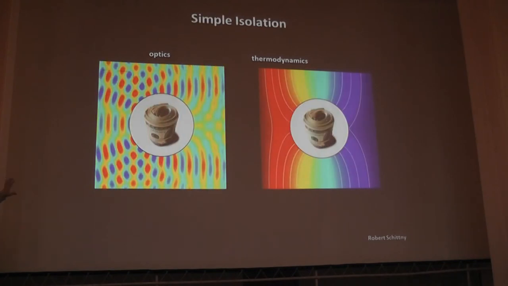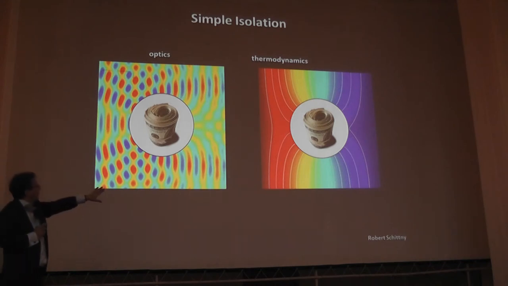Now, in optics you could also make yourself very easily invisible simply by screening yourself. You put something around yourself, you would not be visible, but of course everyone would see that there's something to be seen there. If you enclose some metal, for example, around a desirable object, a bit of money, for example, then you get reflections all over the place.